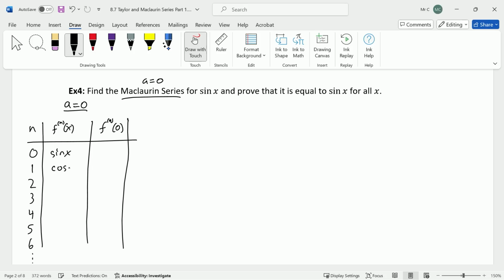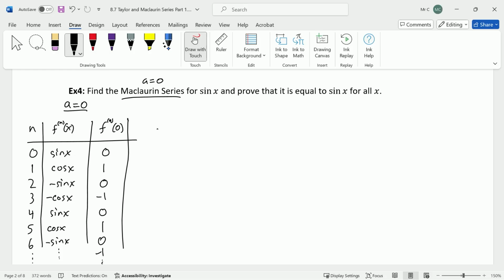So sine of x, cosine of x. The 0th derivative is sine of x. The first derivative is cosine. Second derivative is negative sine of x. That makes the third derivative negative cosine of x, which makes the fourth derivative sine of x. And then cosine of x and negative sine of x repeat. Now if I evaluate those derivatives at 0, sine of 0 is 0, cosine of 0 is 1, sine of 0 is 0, negative cosine of 0 is negative 1, 0, 1, 0, negative 1, and so forth.